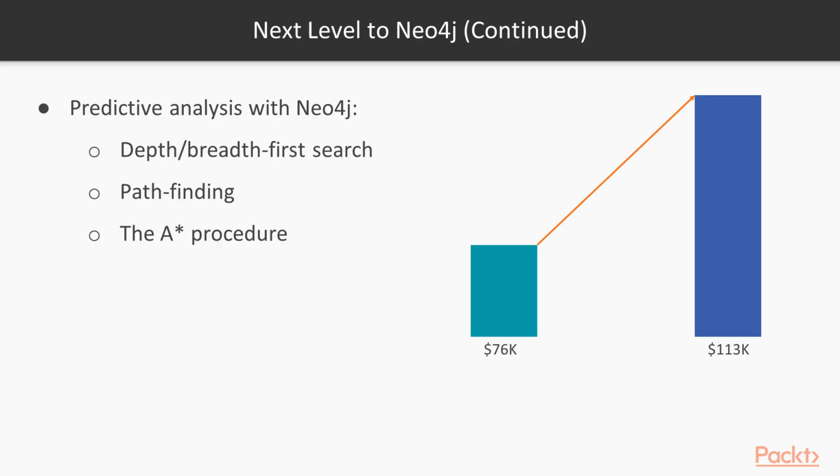The A-star procedure is also a part of artificial intelligence, which is an algorithm used in artificial intelligence. We can use it in Neo4j as well. And we will also build and discuss some local bridges that will really be beneficial for you.